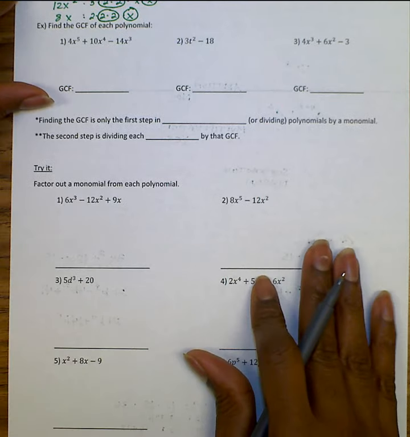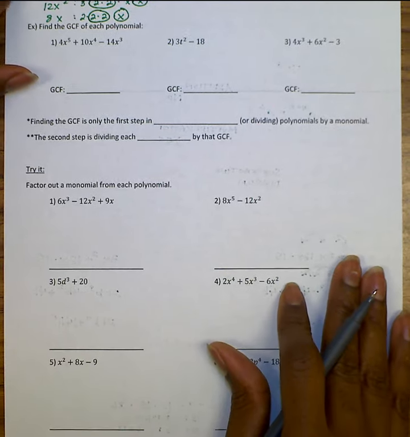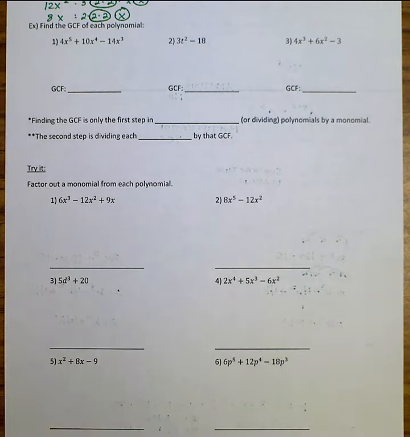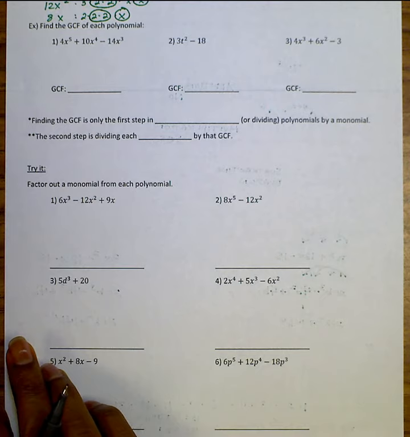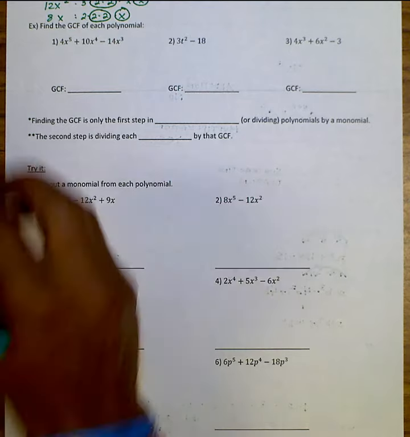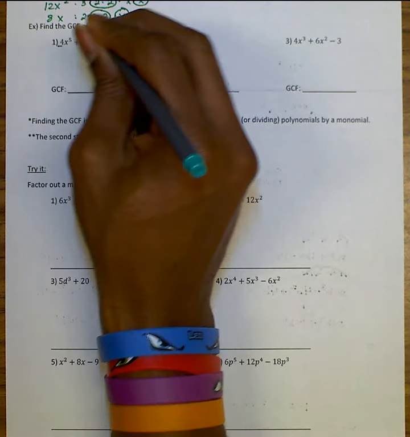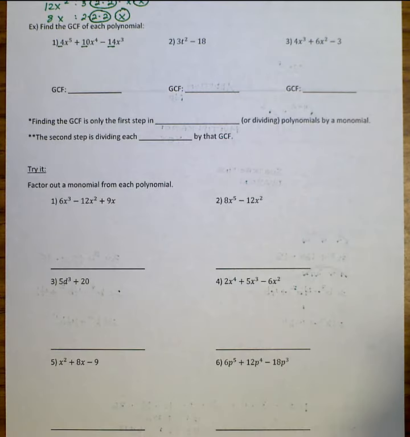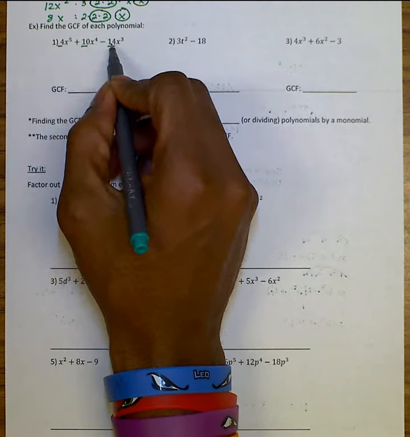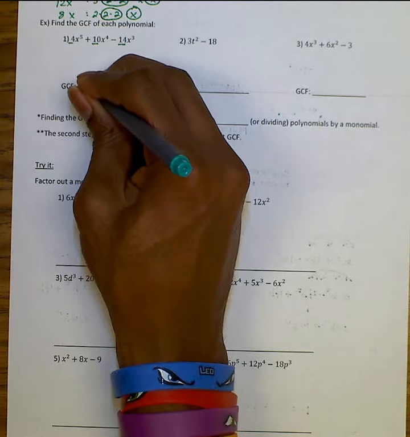Alright, let's see if we can do that with some more examples. We have 4x to the 5th plus 10x to the 4th minus 14x to the 3rd. I would tell you to look at it the same way that I tell you to multiply monomials: focus on the numbers, then focus on the exponents. So I'm looking at 4, 10, and 14, and I ask, what's the biggest number that goes into all of these? They're all even, so 2. So our GCF between the numbers is 2.